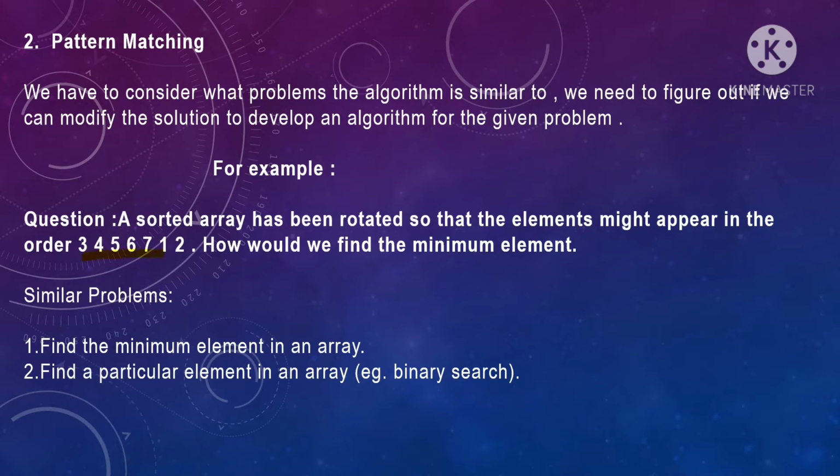This is not called a sorted array, because when we say a sorted array, it is from smallest to largest or largest to smallest. What did it say on the screen? They say that it has been rotated. So we need to arrange this into a sorted array: 1, 2, 3, 4, 5, 6, 7. That is called a sorted array. Similar problems: number 1, find the minimum element in an array. Number 2, find a particular element in an array, or binary search.